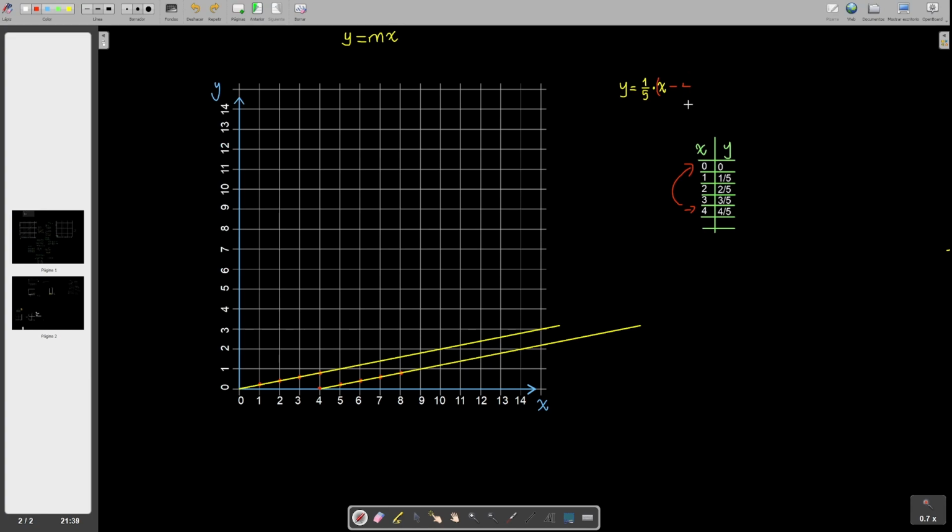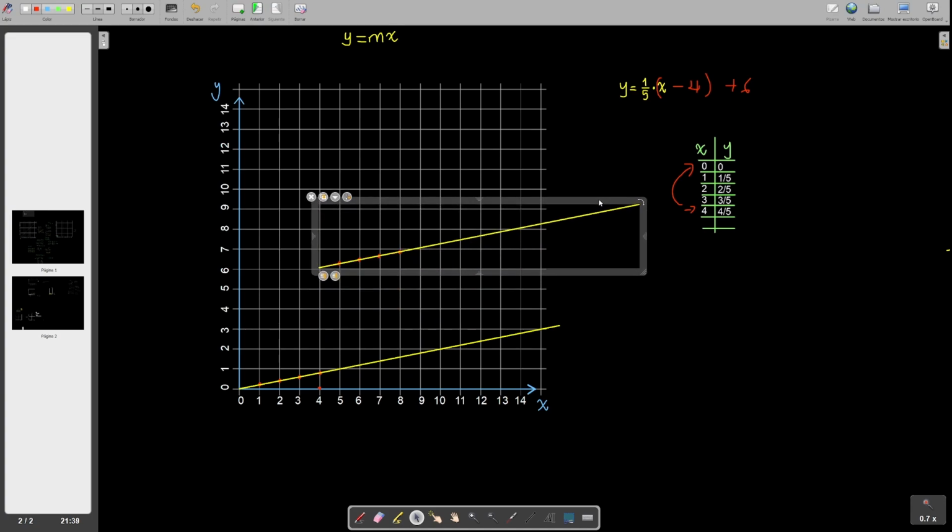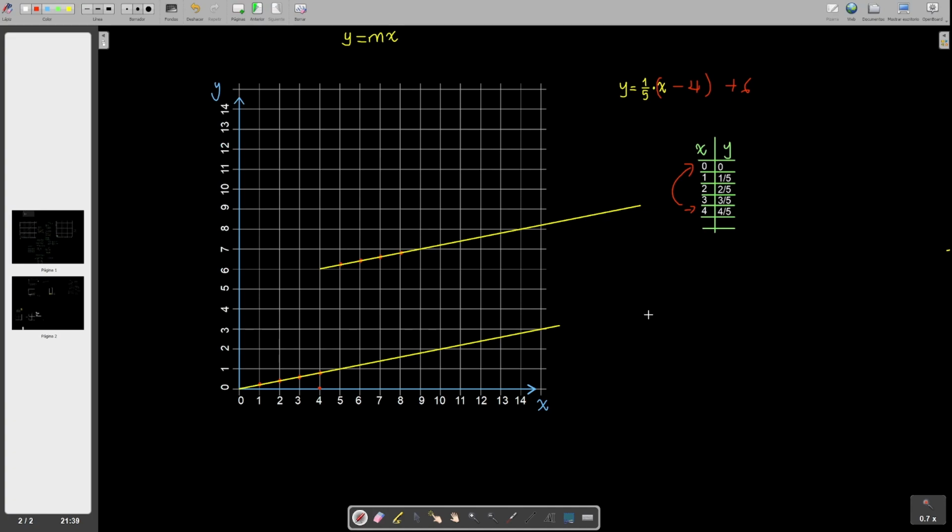But we don't really care about this, and the reason why is because let's say we have a shift of 4 units to the right and a shift of 6 units upwards, and we would have this line here. But we don't need to do this math because we have code.